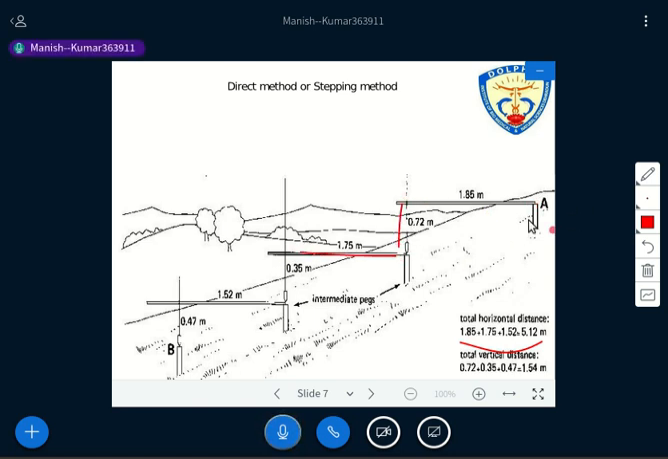Is this clear? So from station A to station B, these are the pegs that can be used. Where we are dropping the plumb bob, we can use the ranging rod, or the intermediate pegs can be used there to mark the position, and then measurement has to be taken, right? So this is just another depiction of the same concept in a very clear manner.